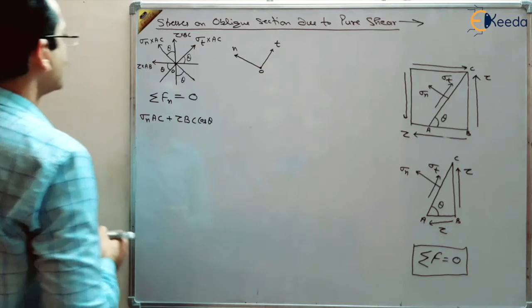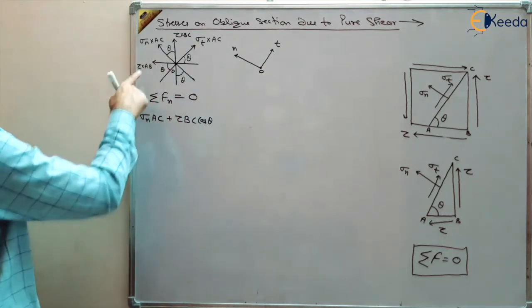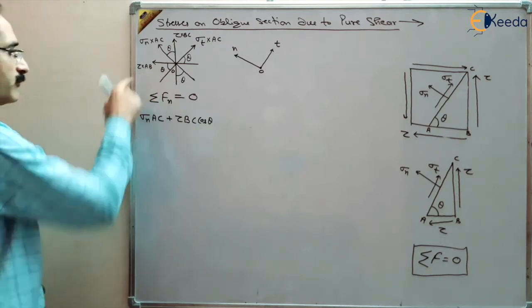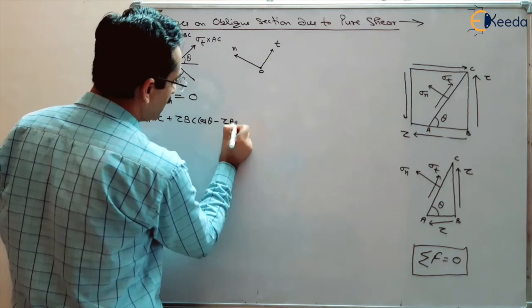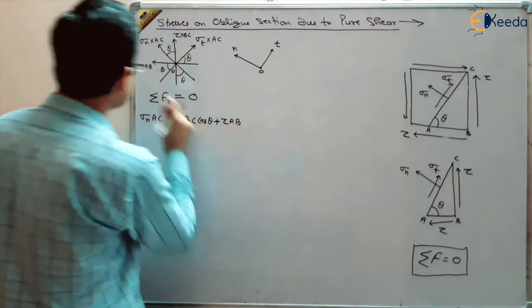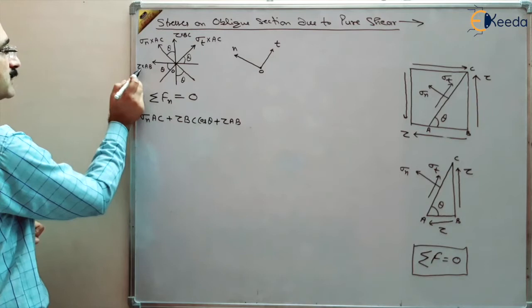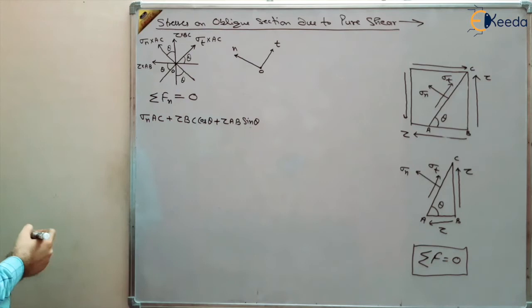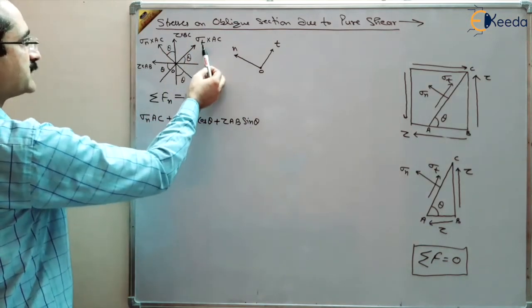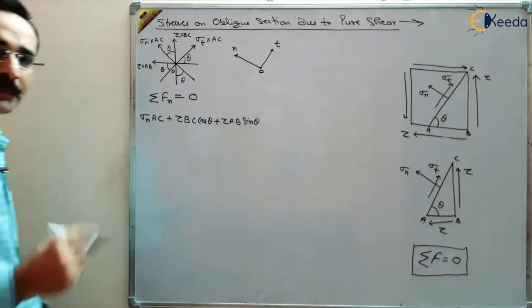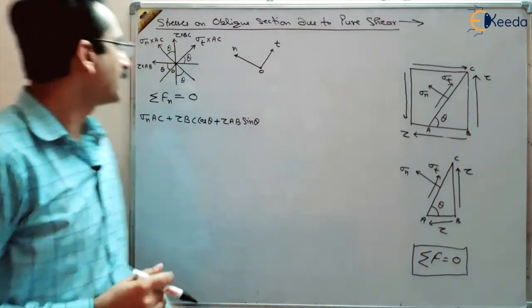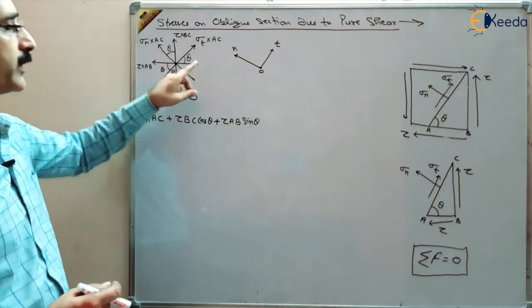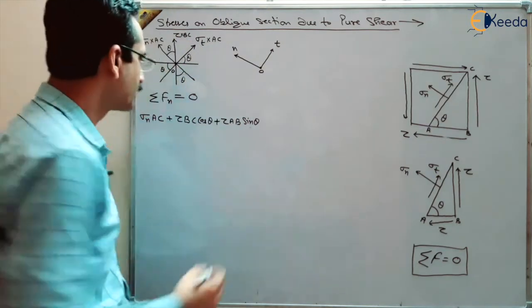This is another force acting in the normal direction. Tau AB will also have a component in this direction, and this will be positive, because it is in this direction. So it is tau AB sine theta. And our last force is sigma T AC, which will not have any component, because it is at 90 degrees to this normal direction, and in the perpendicular direction the component will be 0, because cos 90 is 0. So this should be equal to 0.